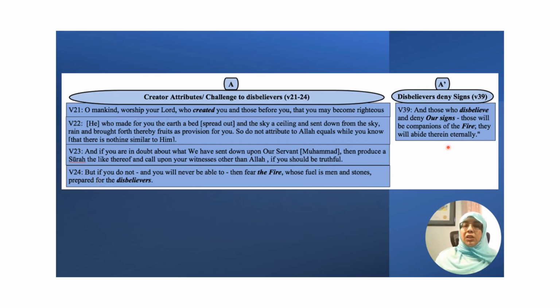So now observe how verse 39 matches in topic to verses 21 through 24 with similar words, because those who deny our signs, referring to the signs mentioned in the creation earlier, they will be companions of the fire. And we saw this exact same idea also discussed in this group of verses here. So we observe the ring structure or the ring pattern that we talked about earlier.